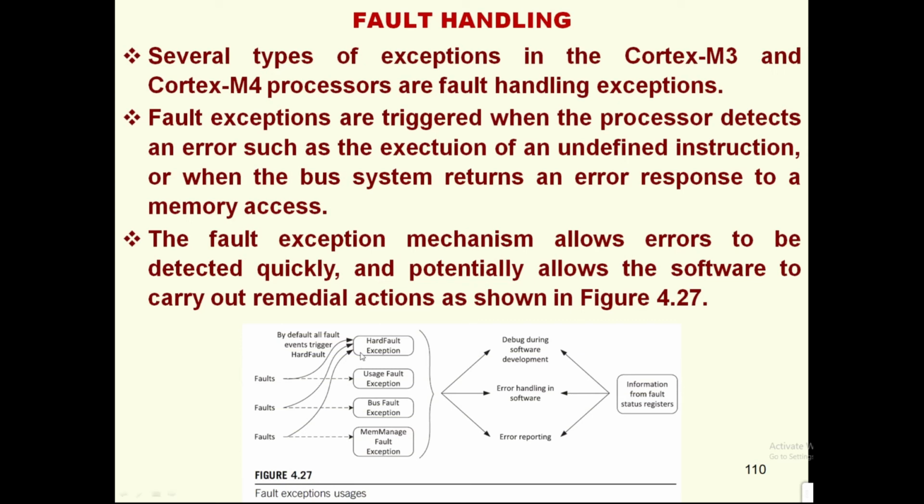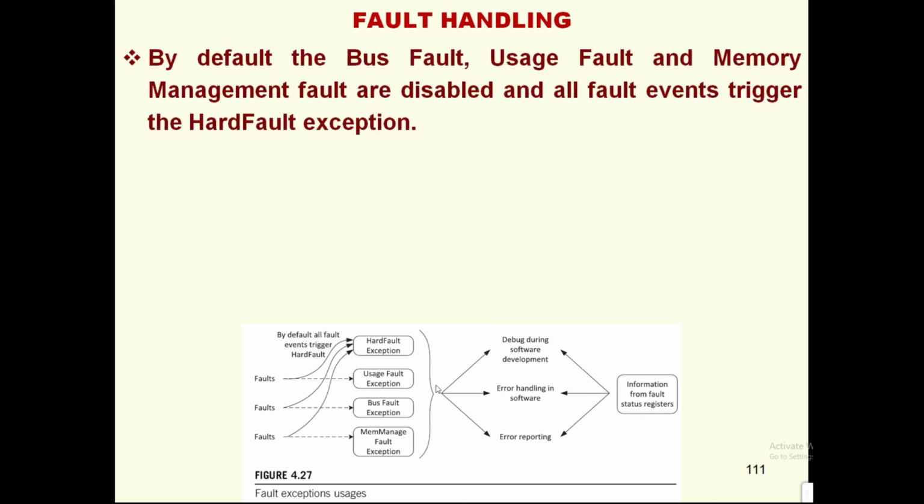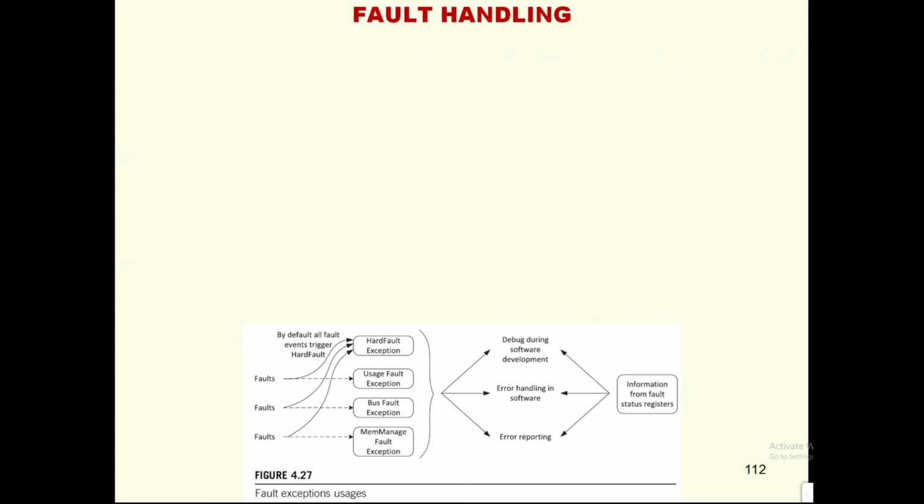So hard fault exceptions: whenever a fault happens, it can trigger the debug during software development, and error handling and error reporting can be done in software. By default, the bus fault, usage fault and memory management faults are disabled, and all fault events trigger the hard fault exception. However, the configurations are programmable, and we can enable the 3 programmable fault exceptions individually to handle different types of faults. The hard fault exception is always enabled.